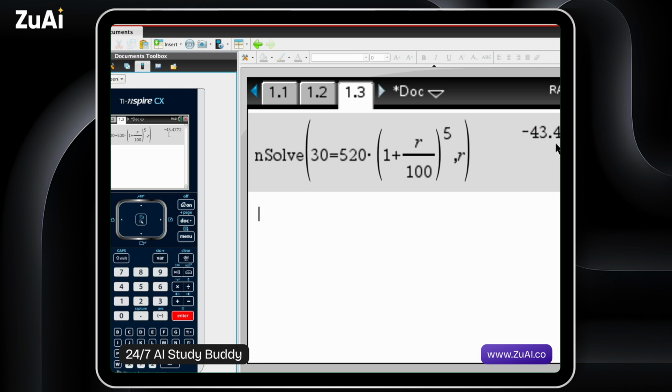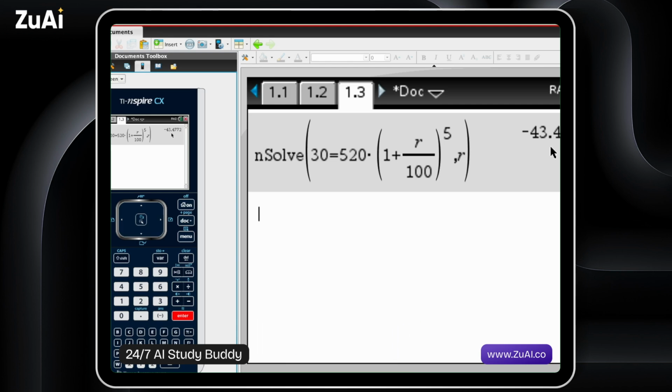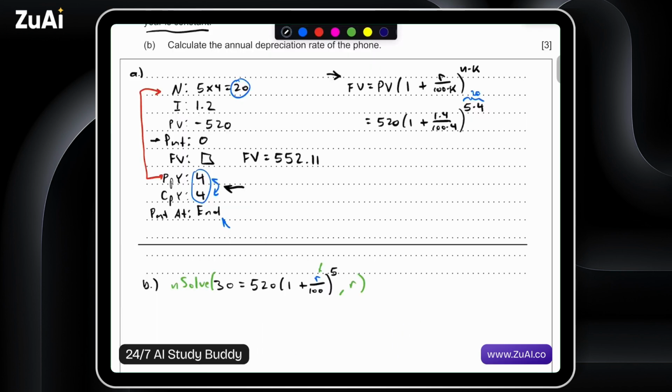So this negative depreciation rate means that our interest rate is now not increasing. The value of this phone doesn't increase through time, but it is negative. It depreciates, rather. So we have negative 43.47, or 43.5%. That's the value that the phone loses every single year. So let's go back to the document and write this out.